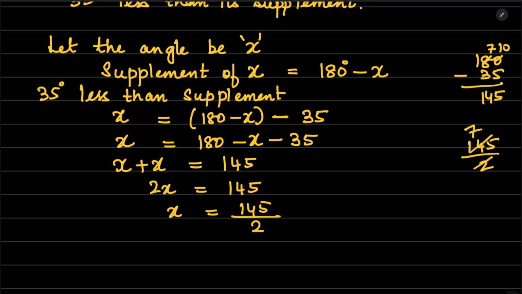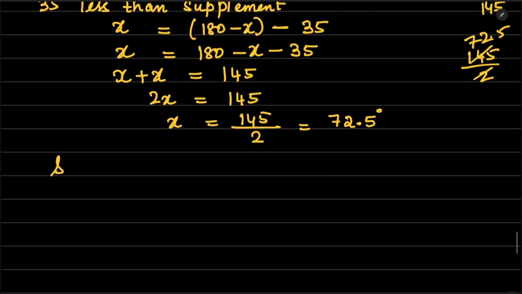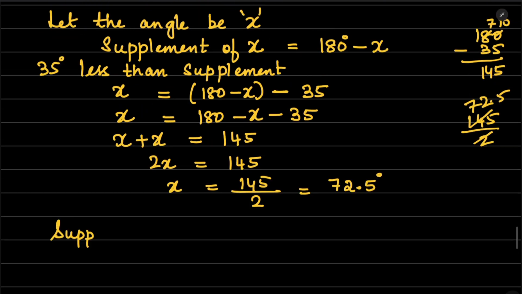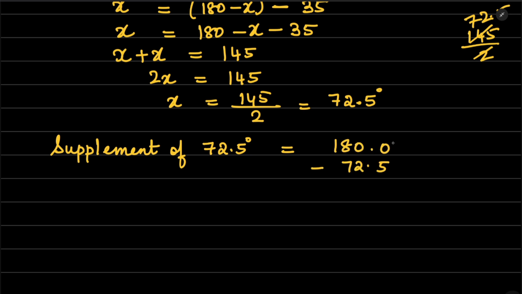So 2 sevens are 14, 2 twos are 4.5. So it is nothing but 72.5 degree. That's your x. And what is the supplement? You're asked to find the supplement of x, right? So the supplement of your x, which is 72.5, will be equal to 180 degree minus 72.5.